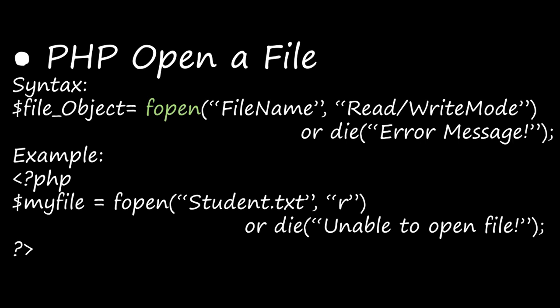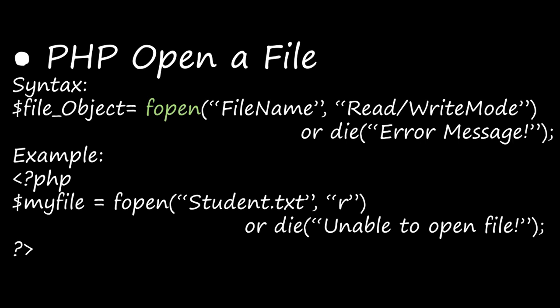Let's see an example here. First you have to open the PHP tag and then give the file object, $myfile is equal to the code fopen. Here they have given the file name as student.txt, and then you give a comma and r. r means read mode, right? This read mode or die: if there is some error, you have to give an error message, and that error message you can also give here.